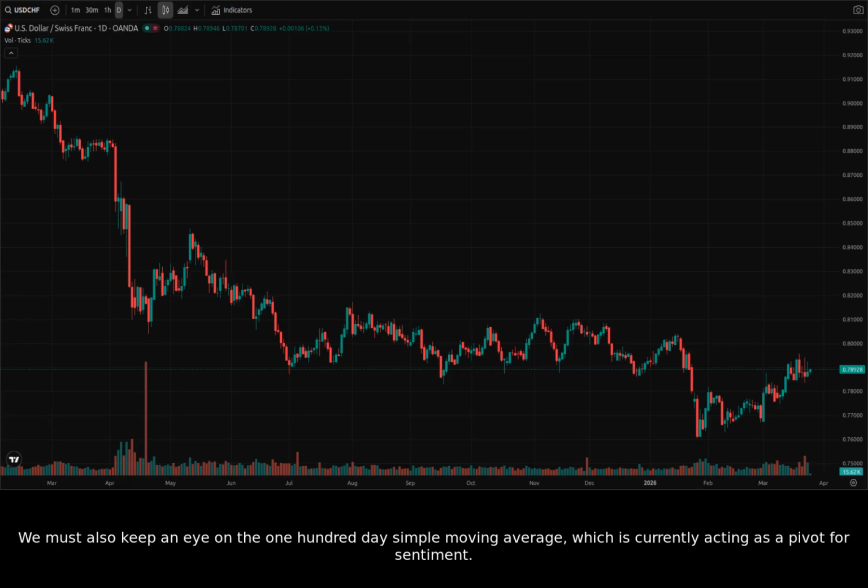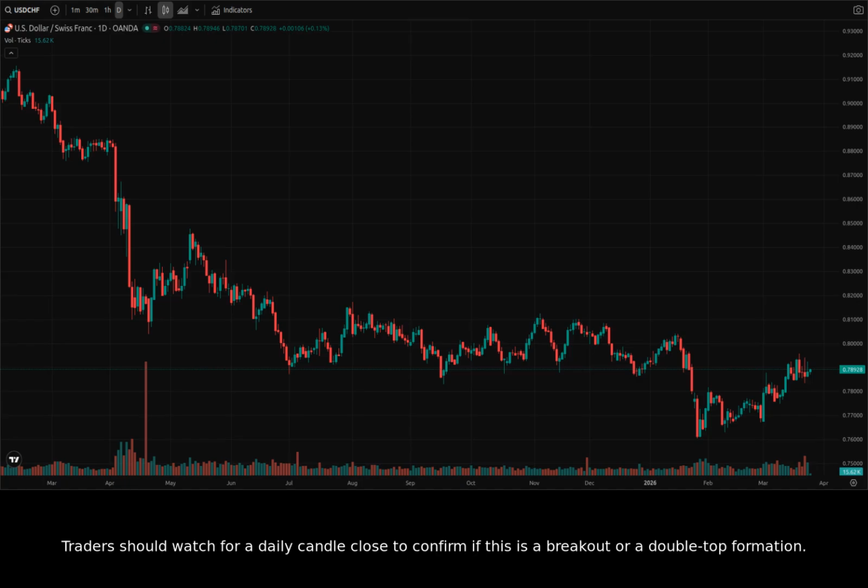We must also keep an eye on the 100-day simple moving average, which is currently acting as a pivot for sentiment. A failure to hold current levels could see the pair retrace toward the 50-day SMA at 0.7798. The broader trend remains constructive, but the lack of follow-through at resistance is a warning sign for long-term buyers. Traders should watch for a daily candle close to confirm if this is a breakout or a double-top formation.